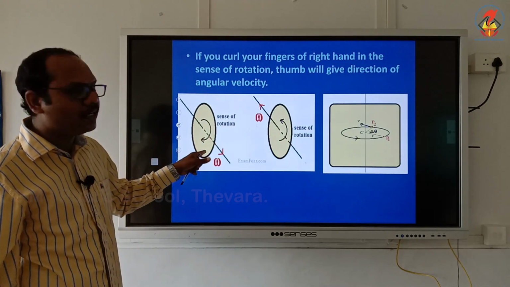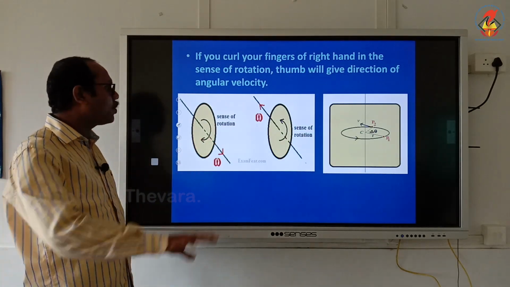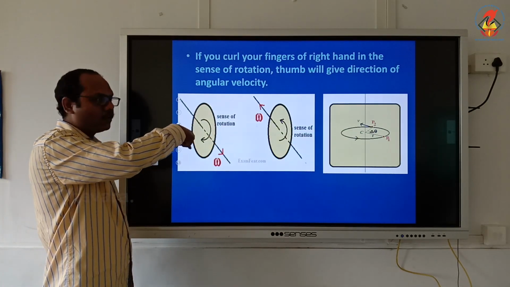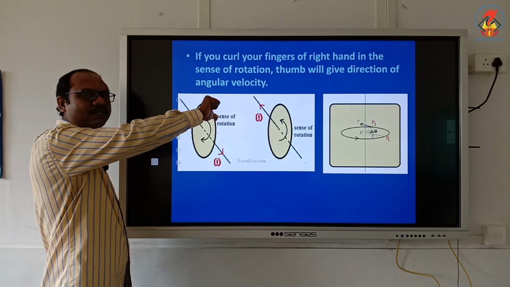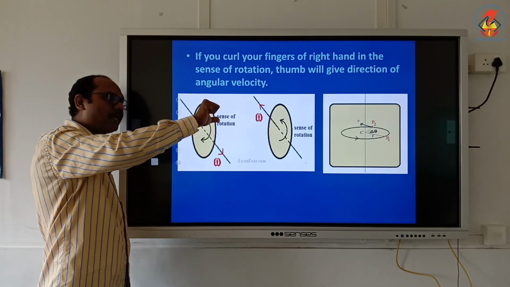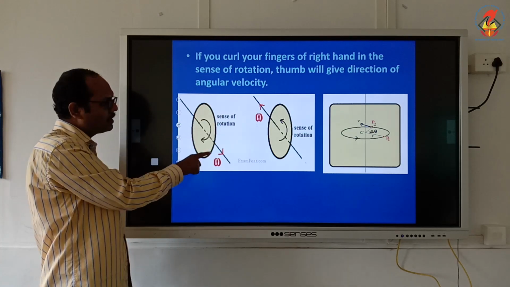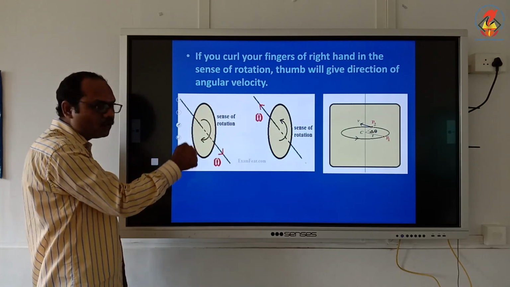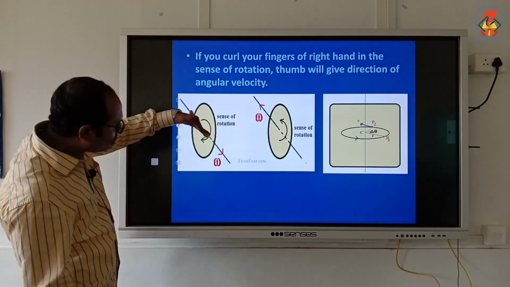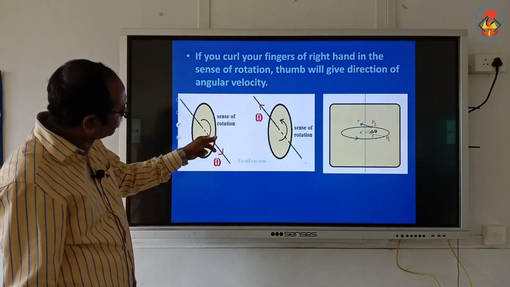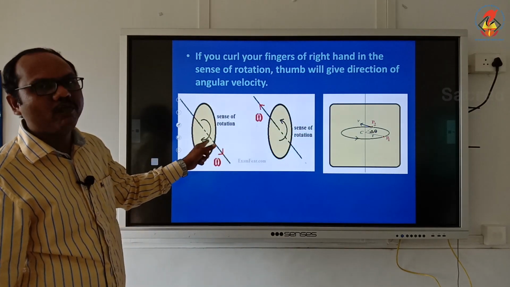Similarly, in this figure, the body is rotating in the clockwise direction. This arc is the clockwise direction. So the body is rotating in the clockwise direction, then the angular velocity omega is into the board. That is why the arrow is shown here, into the board. It is not coming like this, okay? It is into the board. I can show it only with that line.